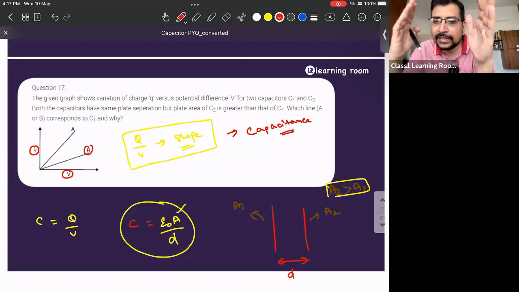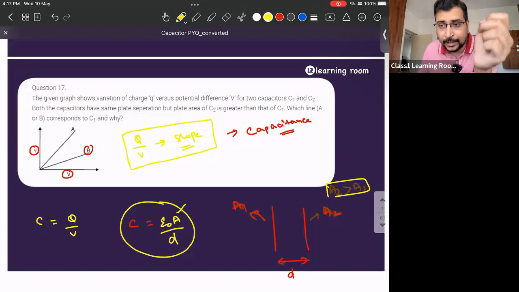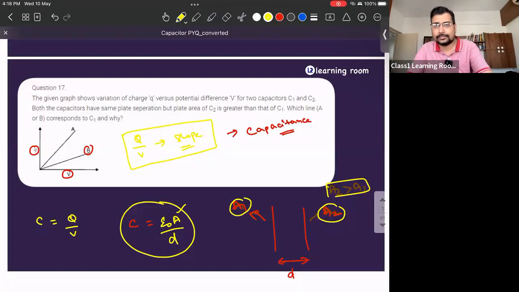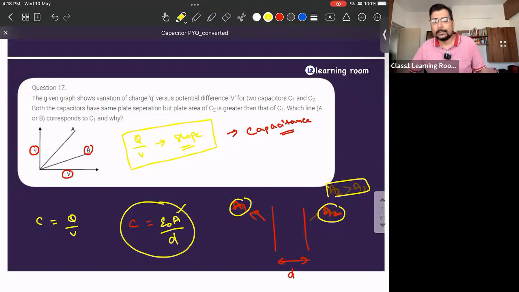Now, there is another condition that is given. The distance of separation between them is given, and the area of cross section of each plate, if it is taken as A1 and A2, then A2 is greater than A1. Means greater is the area, greater is going to be the capacitance. So among C1 and C2, whose capacitance is more? Yes, C2 is more. So C2 should have a greater slope. So the graph A corresponds to C2 and the graph B corresponds to C1.